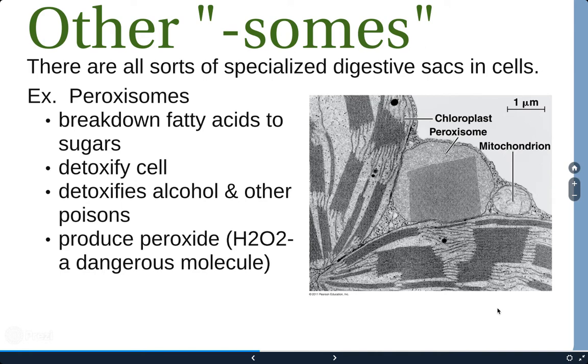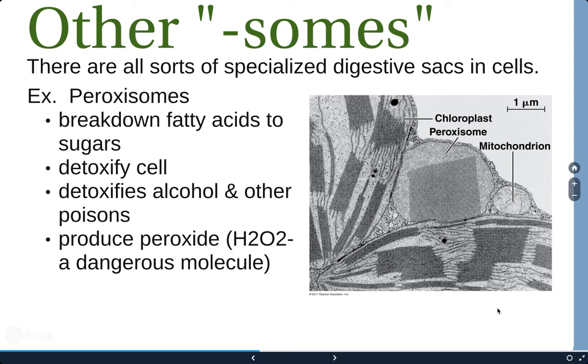So what they want you to know here is that there are other types of somes, like lysosomes, but these ones are called peroxisomes. You pretty much don't need to know them, but it helps to have seen the word peroxisome and to be aware that they exist and that there are other somes that exist. So that when the name comes up in a biology exam, which it absolutely could, you're not like, what is that? I've never heard of that.